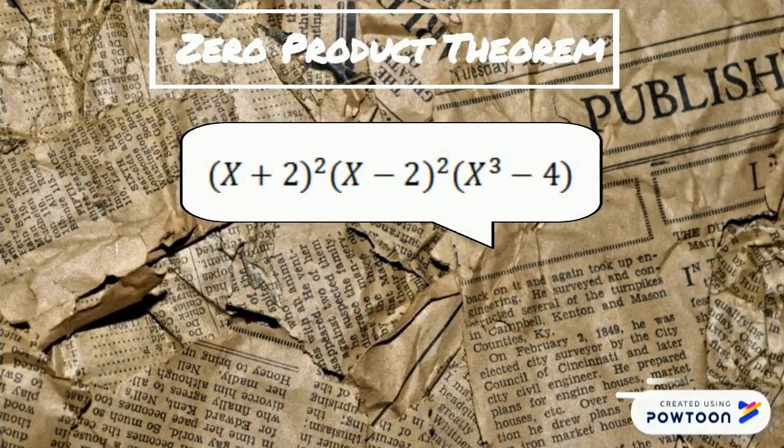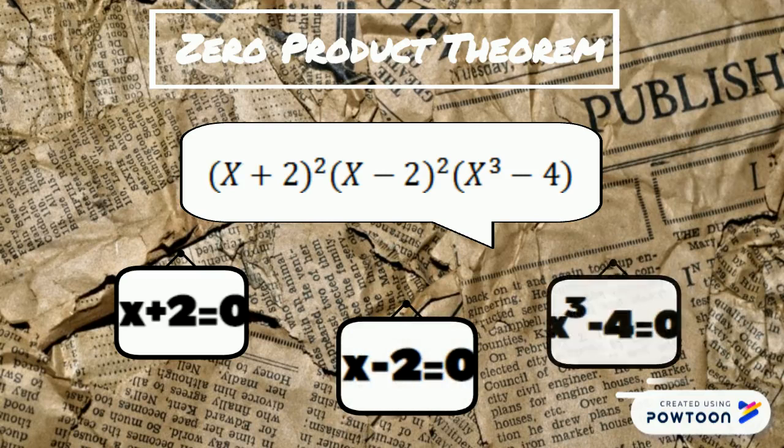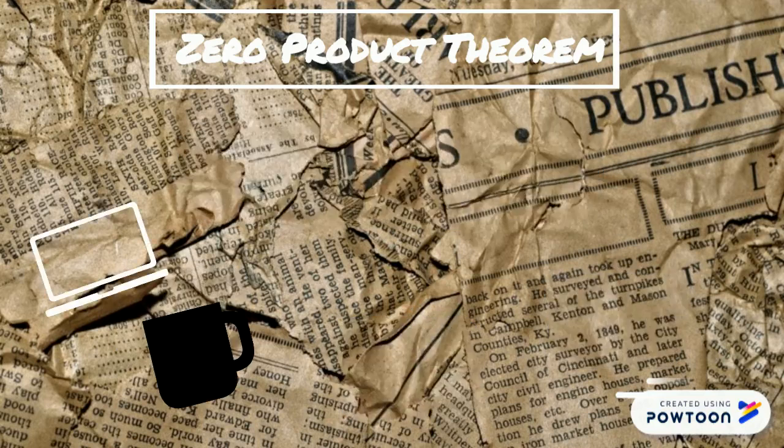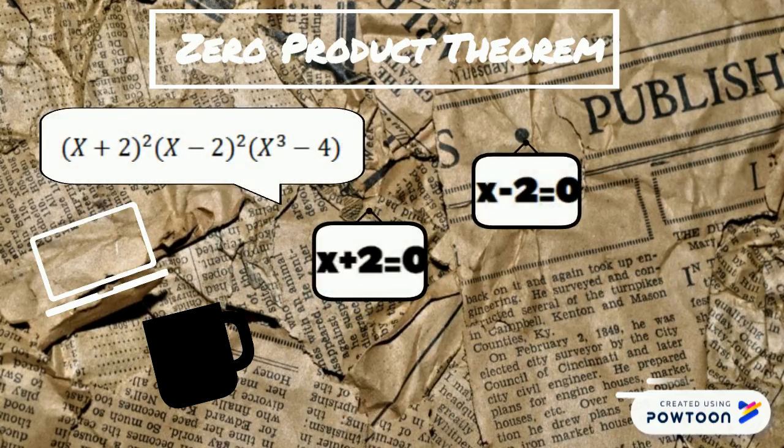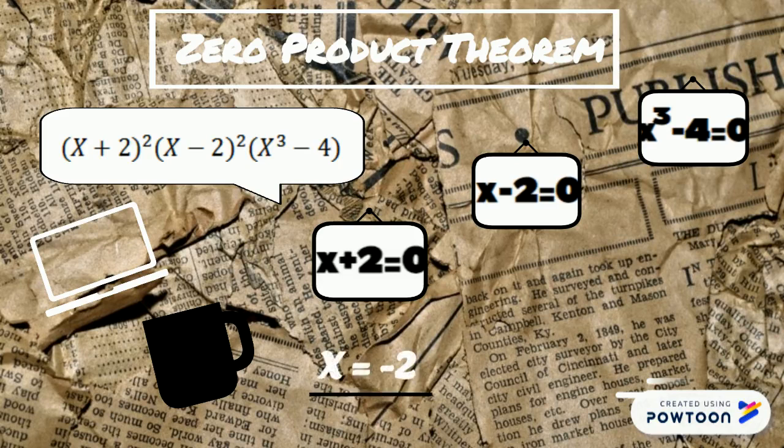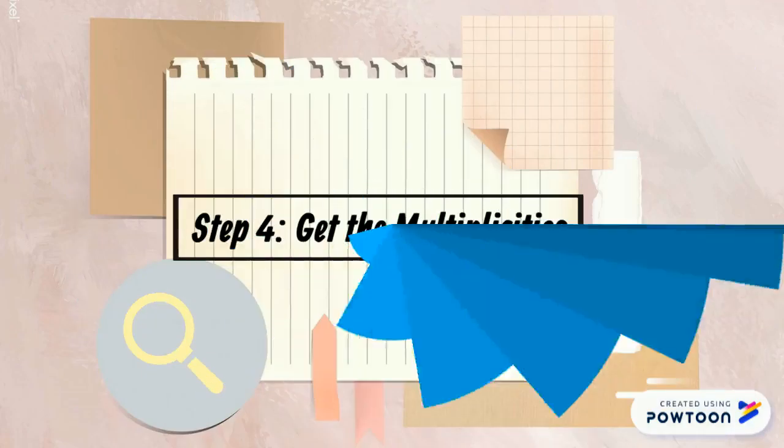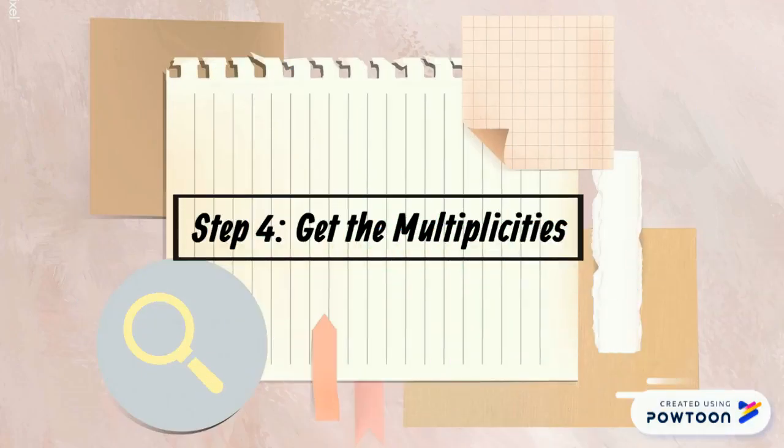With our given equation, we have to use the zero product theorem so we can automatically get the values of x. We apply the zero product theorem by transposing the number to the right side, and it becomes x equals negative 2, x equals 2, and x equals 4. So we now have the values of x. Then lastly, we need to label each with its multiplicities, or the multiplicity of 0.